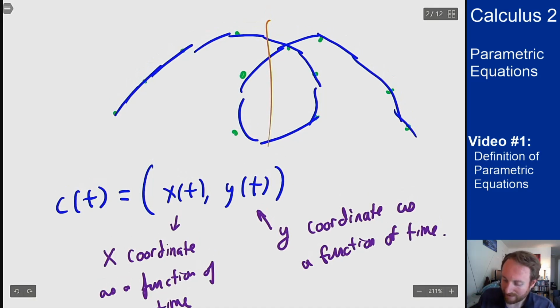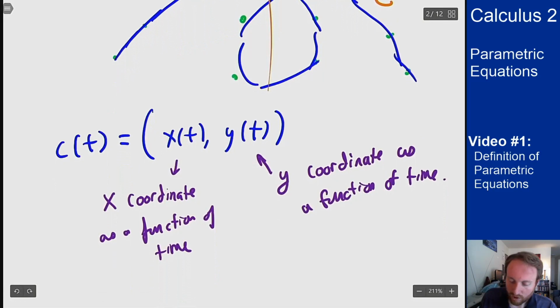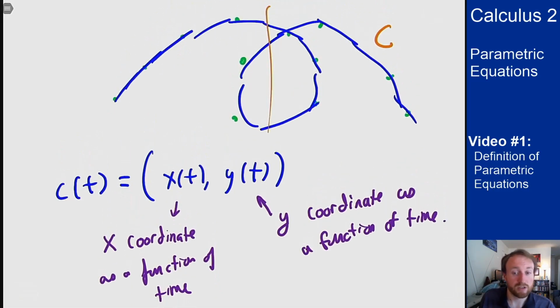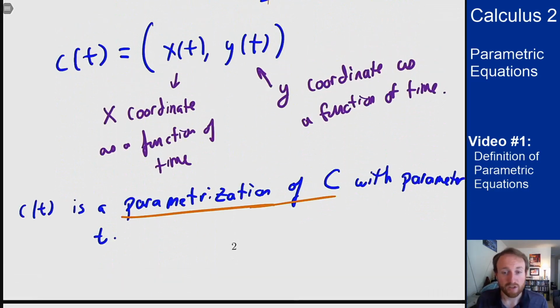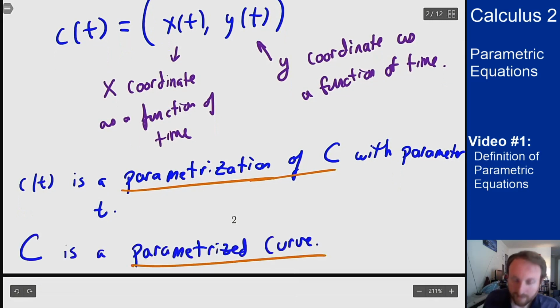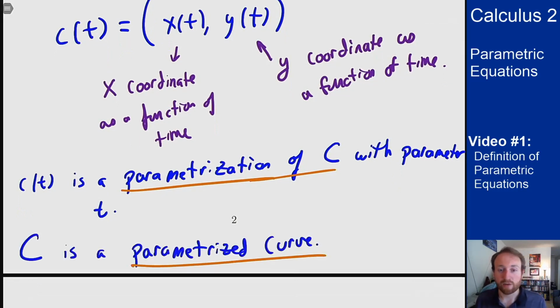So if capital C is the object that is this graph, this line you've drawn on the plane, and C of t traces out this curve, we say that C of t is a parameterization of the curve capital C with parameter t. Once we have this, we call capital C a parametrized curve. That is, it is a curve in the plane that I can write with a parameterization. It has a parameter, this t, assigned to it for how the particle moves around the plane.